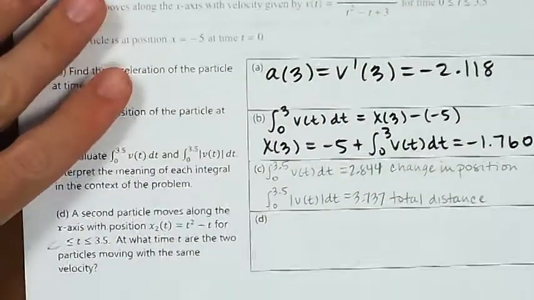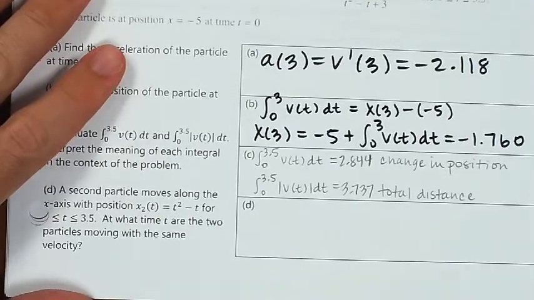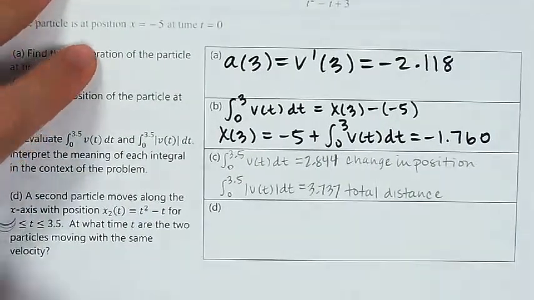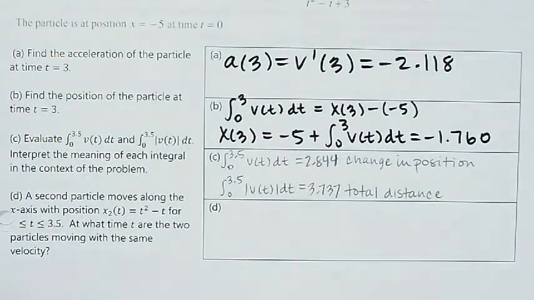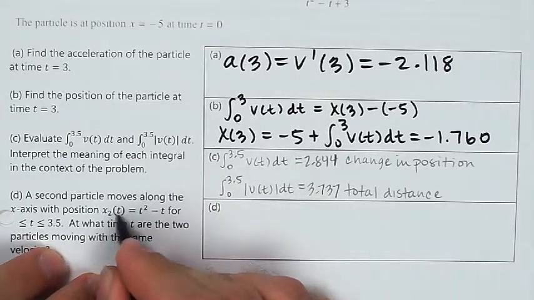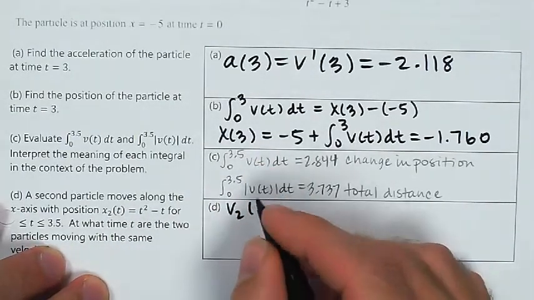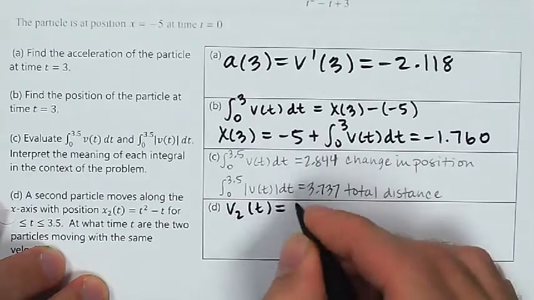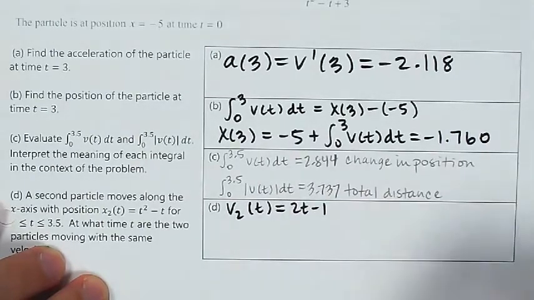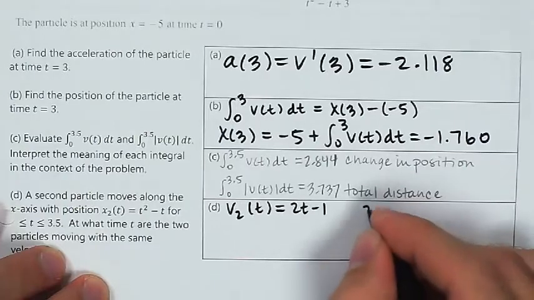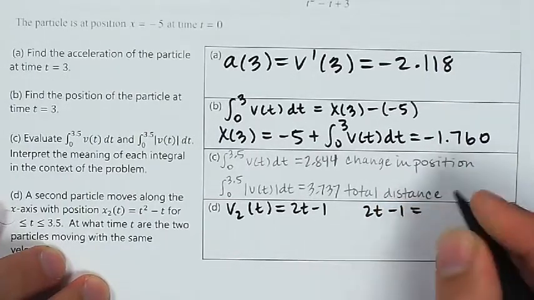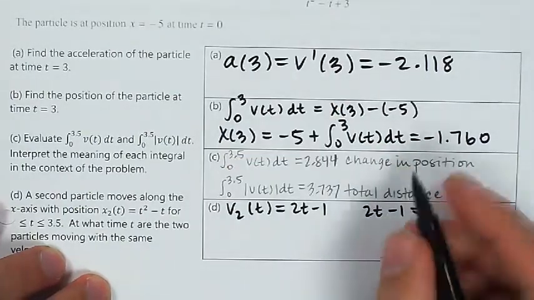Okay. A second particle moves along the x-axis with position x2 equals t squared minus t for 0 to 3.5 interval of t. At what time t are the two particles moving with the same velocity? Well, if x2 is equal to t squared minus t, then the velocity of particle 2 is going to equal 2t minus 1. So I need to know, where is 2t minus 1 equal to the v of t that they gave me up in the statement of the question?